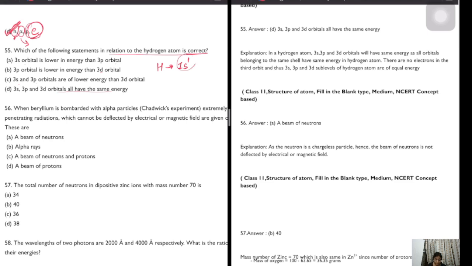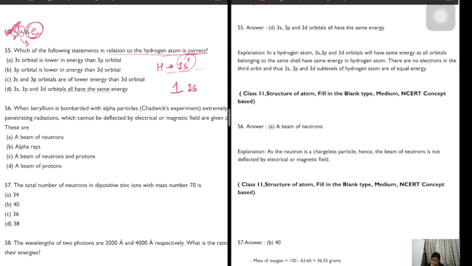Now what happens is electron is filled only in the 1s orbital, and the other upper orbitals that are higher in number are not affected by it, so they have the same energy, no repulsion or degeneracy is lost. So all the orbitals belonging to the same shell have the same energy in hydrogen atom. There is no electron in third orbit, thus all are equal energy, so the option D is the right one.